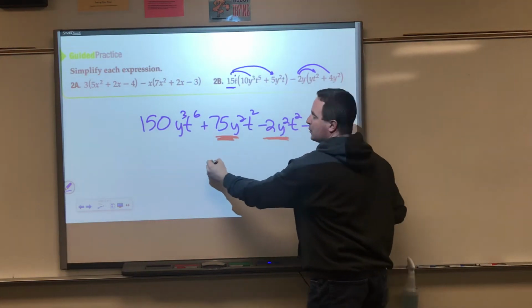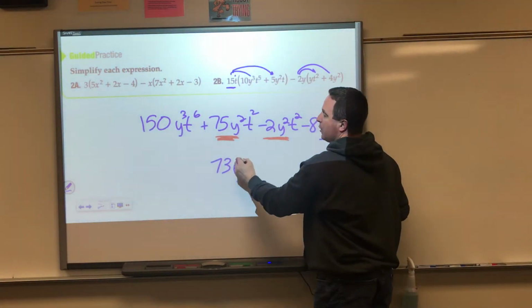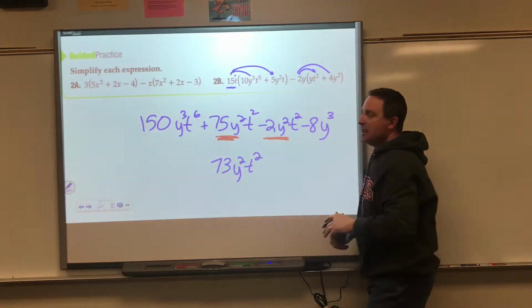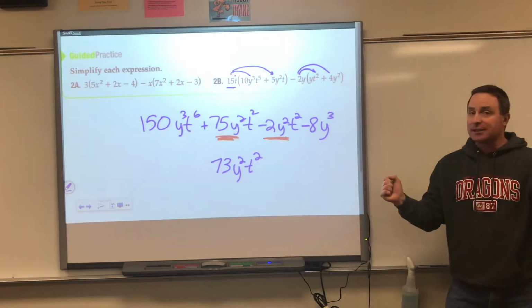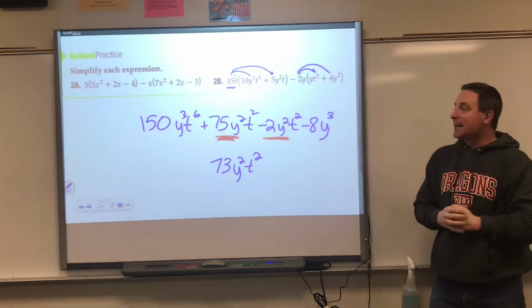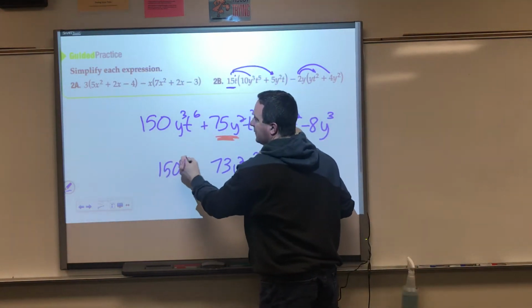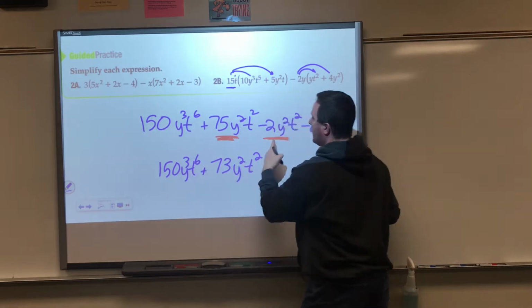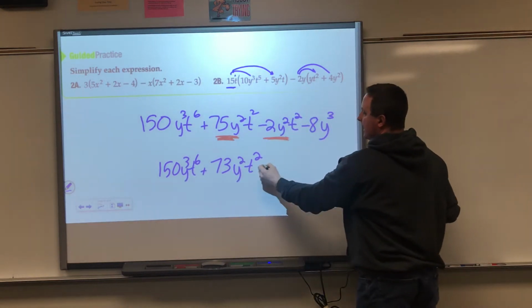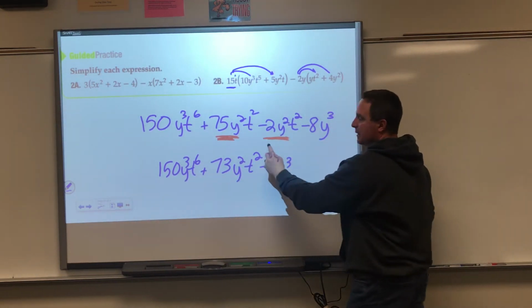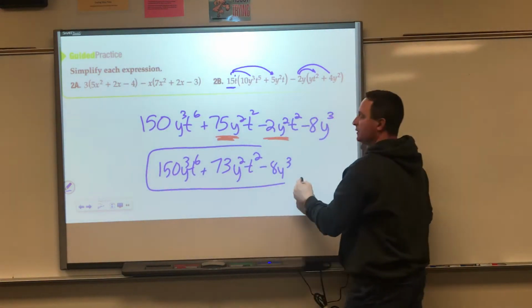75 minus 2 is 73, y squared t squared. But again, they have to have exactly the same letters and exactly the same exponents on them. Okay? This one just comes along for the ride. And then negative 8y cubed. Okay? And there's my grand finale answer right there.